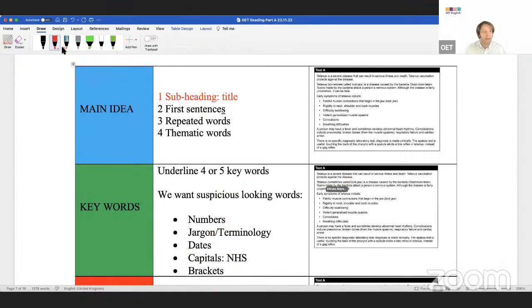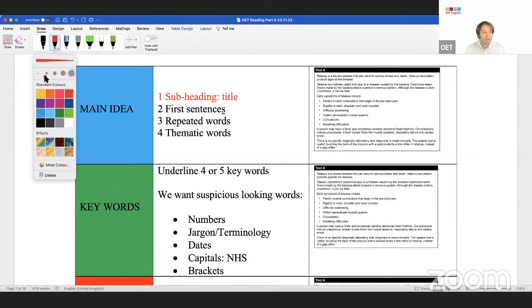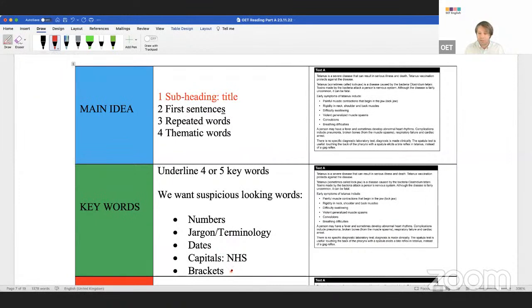Now, this is a very good example, lockjaw, because has anyone done this test before? The tetanus test. Many of you have probably done this before. That's one of the answers in the test, isn't it? So you can sometimes predict the answer with keywords. Lockjaw is in brackets, and that's the answer to one of the test questions. Anything suspicious, guys, anything standing out, underline it, but no more than 4 or 5. Does that make sense, everyone?